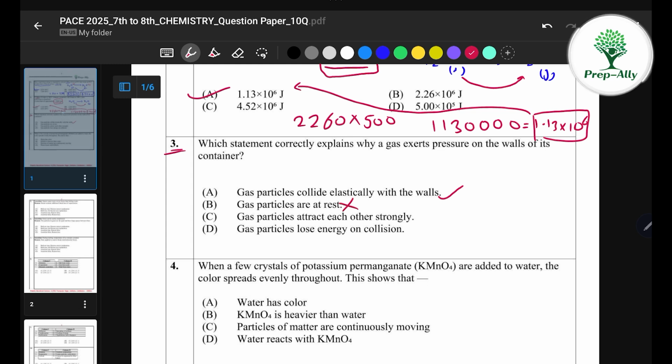Gas particles attract each other strongly, but that is not a reason for exerting pressure. And gas particles lose energy on collision. No, they cannot lose energy. So why does a container have pressure? Because there are lots of gas particles which are continuously colliding with the container wall. That's why it is able to make some pressure. So option A is the correct one.